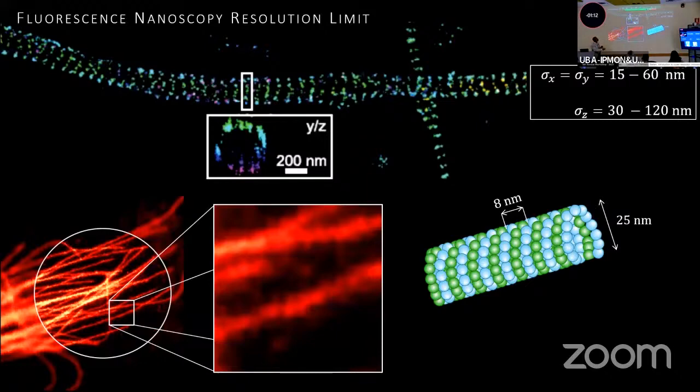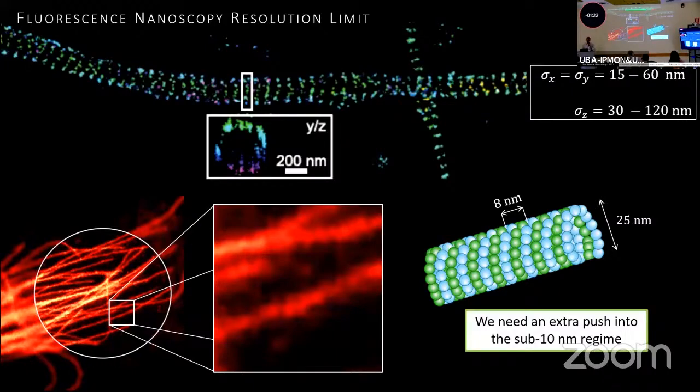So the distance between tubulins is about 8 nanometers. But our resolution is 2 or 3 or 4 times that. So there's no way to see that. So we need the next push in the resolution to surpass the 10 nanometer regime.